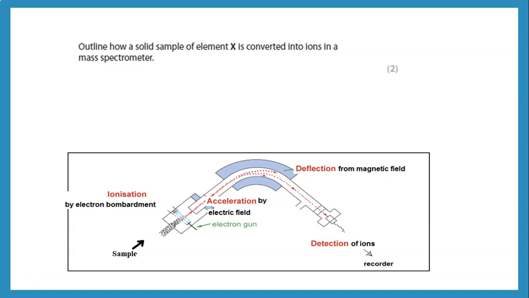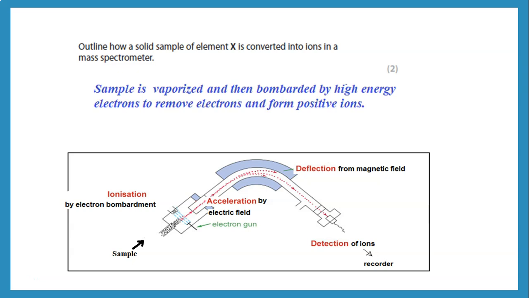So he is saying, how do we convert the element into ions? Remember that the first thing that happens is the sample is vaporized and then it is bombarded by high energy electrons. So it is subjected to an electron gun. This allows it to be bombarded by high energy electrons. This removes electrons from the atoms to form positive ions. So the positive ions are the ones that will go through the rest of the apparatus.